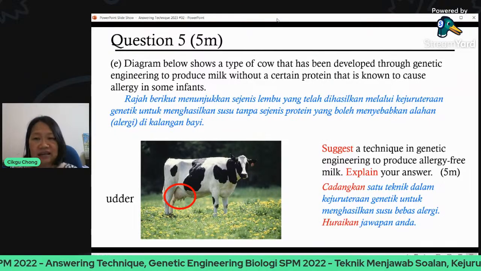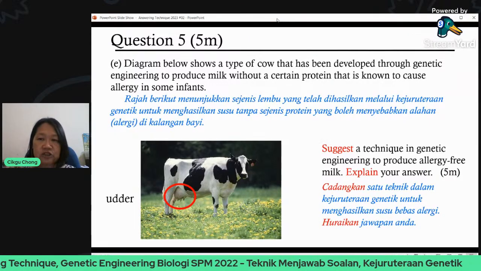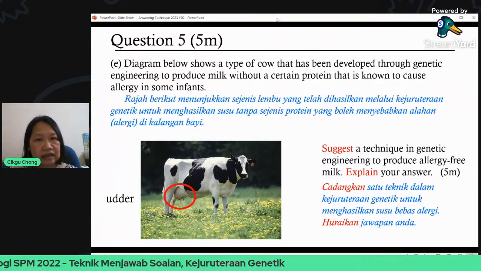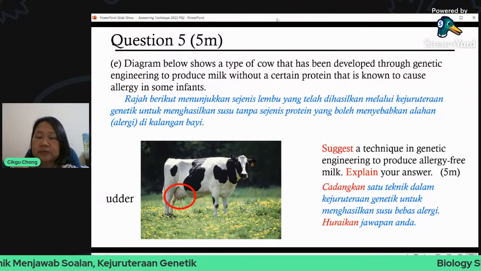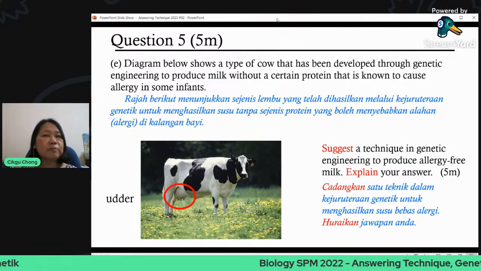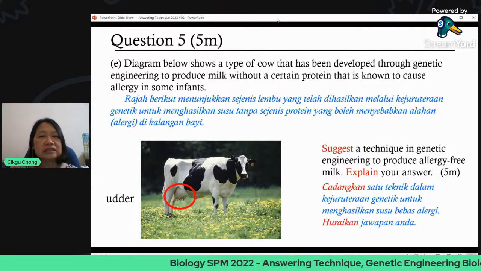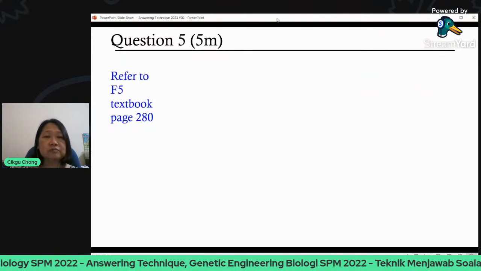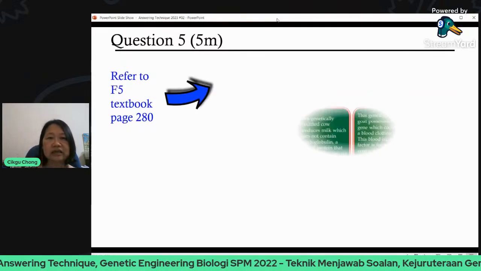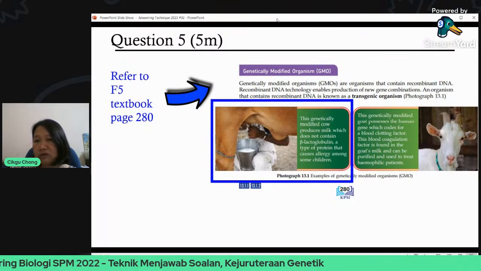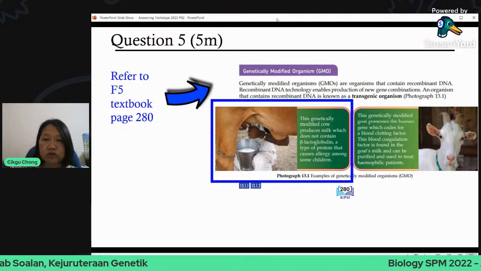Now, suggest a technique in genetic engineering to produce allergy-free milk. So you must name the technique because it says suggest a technique. And then explain your answer. Okay, so answer, 5 marks only. So no need to be long. You just write the main thing, the basic things that you need to know. Where does this answer come from, the textbook? Remember the same old thing? Just now we talked about the goats, the goat that was able to make this blood clotting factor.